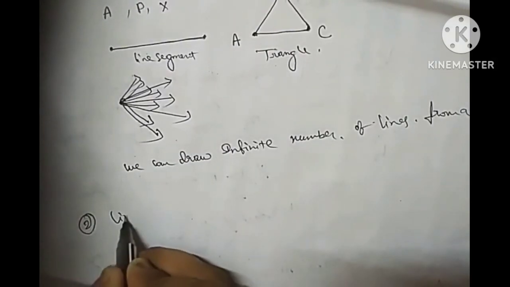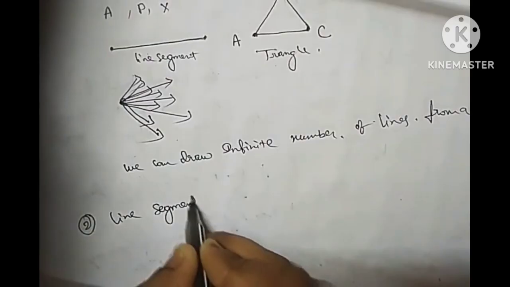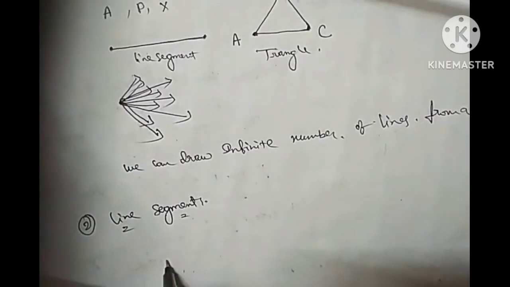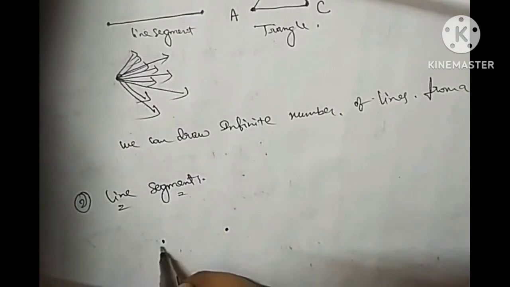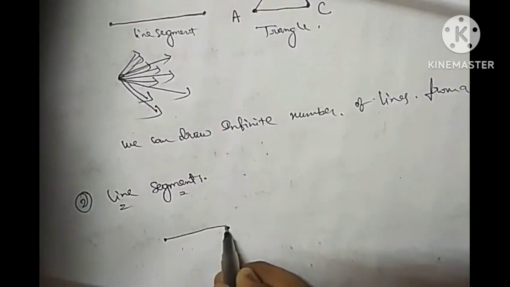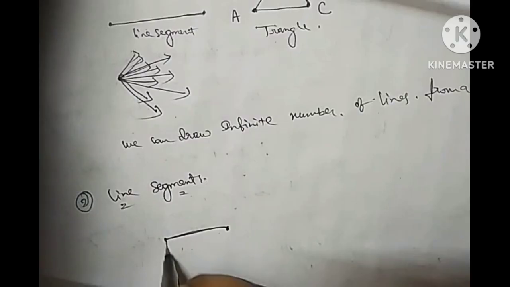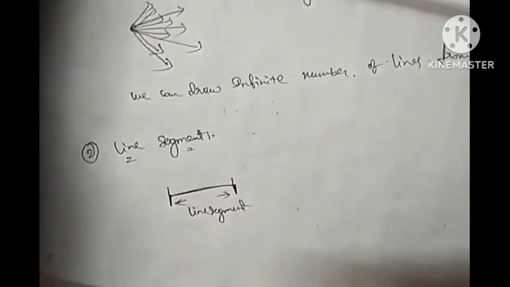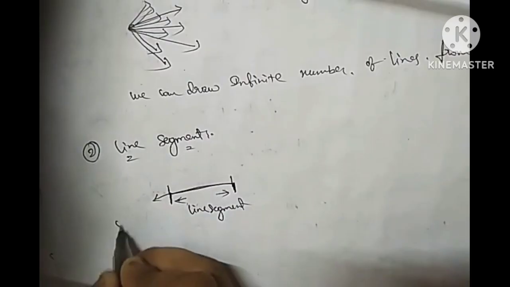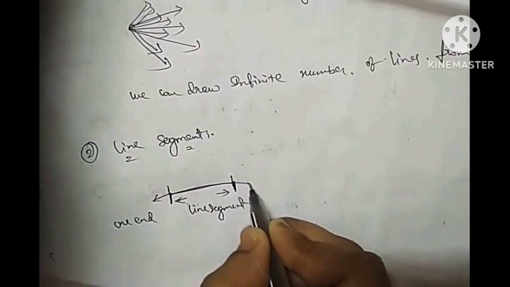See, for example, one point is here and another point is here. If I draw the line between these two points by connecting them, then I am getting this distance from here to here. This distance is called what? Line segment, and this will be the shortest distance between these two points. And it has two ends. This one is one end and this one is the other.